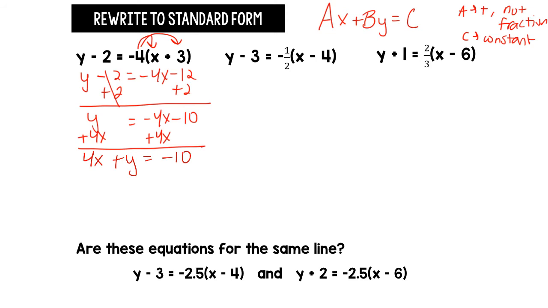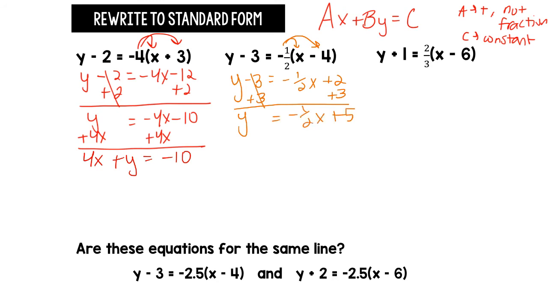Let's try it again. Distribute this negative 1/2. These are the same equations as we have above, but it can't hurt for us to do it more than once. Negative 1/2 x plus 2. Now we have to add this 3 to each side. So y equals negative 1/2 x plus 5. To get x and y together, we have to add the 1/2 x to each side. So we've got 1/2 x plus y equals 5.